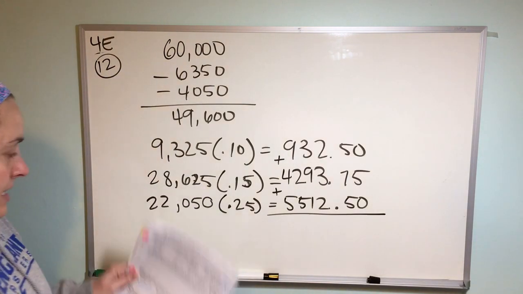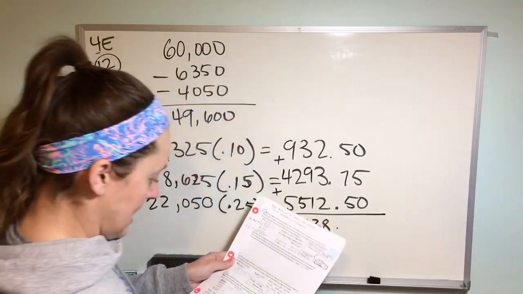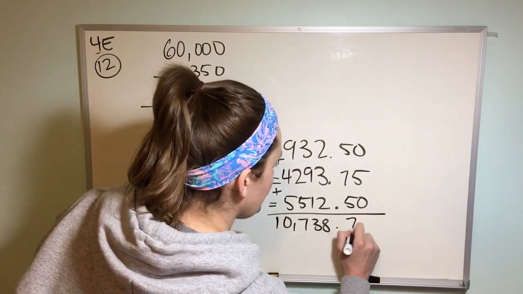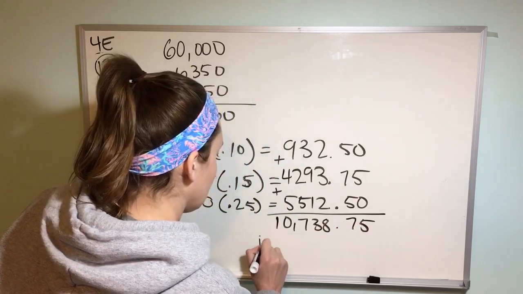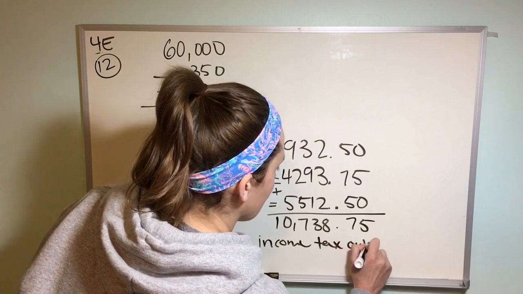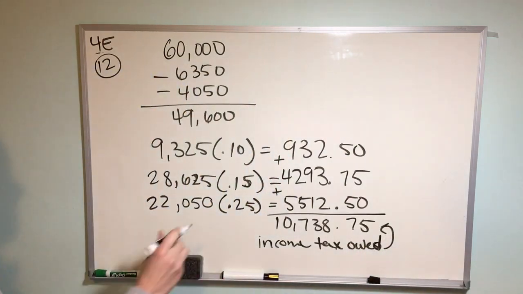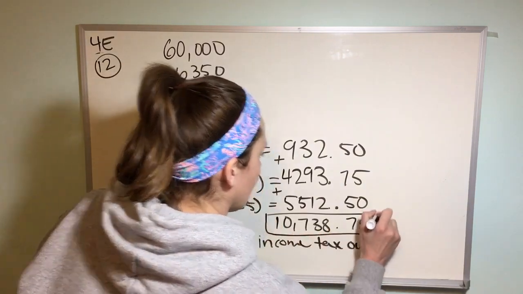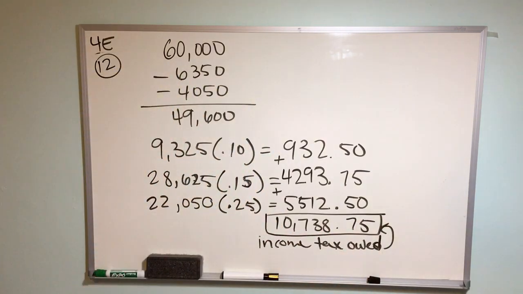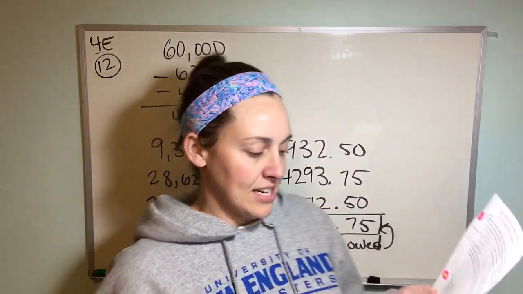So when we add these all together, that will tell us how much income tax that Dion owes. And it is $10,738.75. Okay, so this is his income tax that he owes. That's fine. Let's add that now to his FICA taxes.